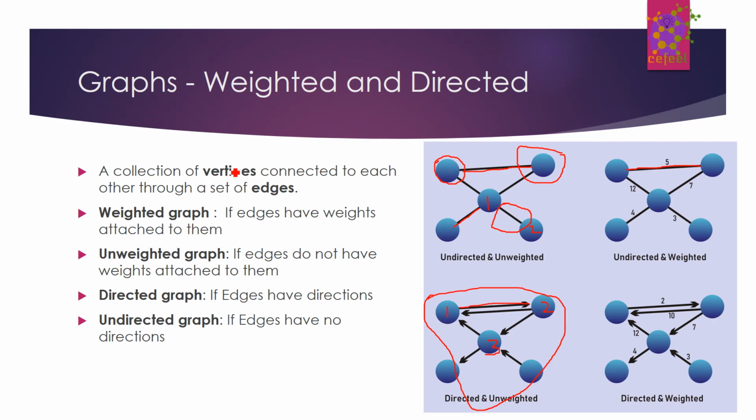So as you can see, when we use the concepts of weighted and directed, we can have 4 possibilities. We can have undirected and unweighted graphs, undirected and weighted graphs, directed and weighted graphs as well, and directed and unweighted graphs.